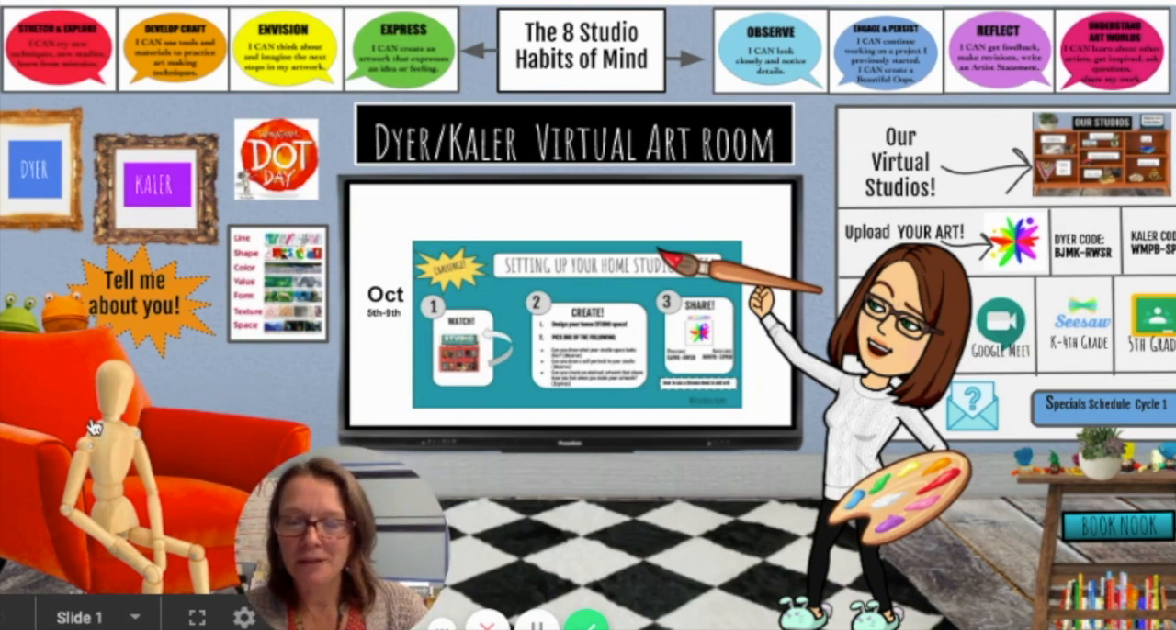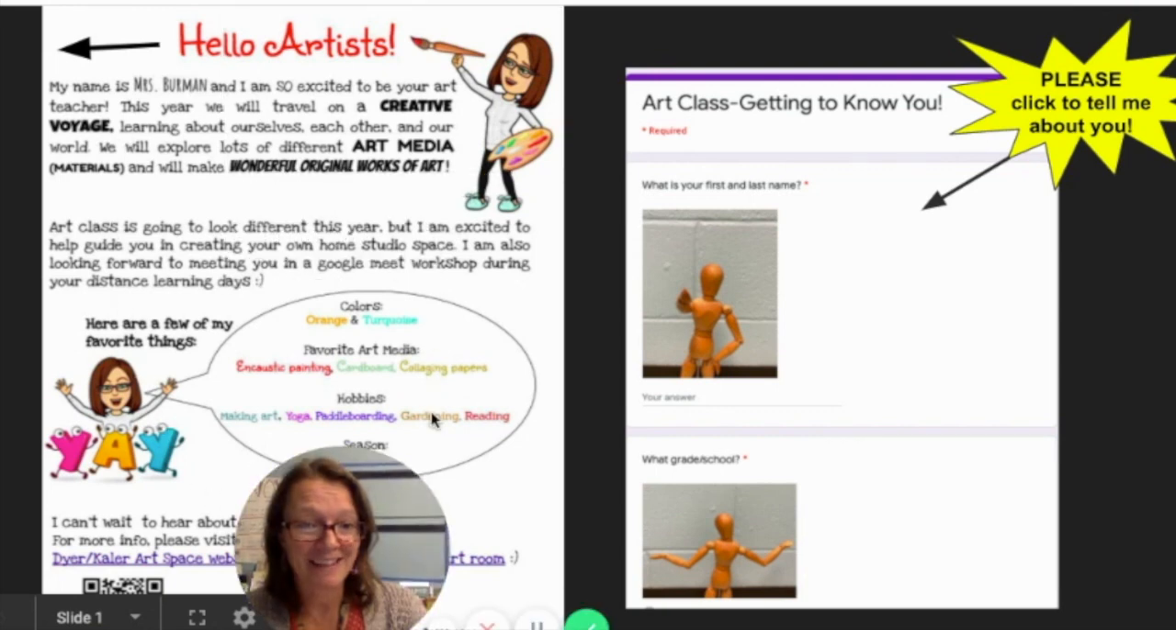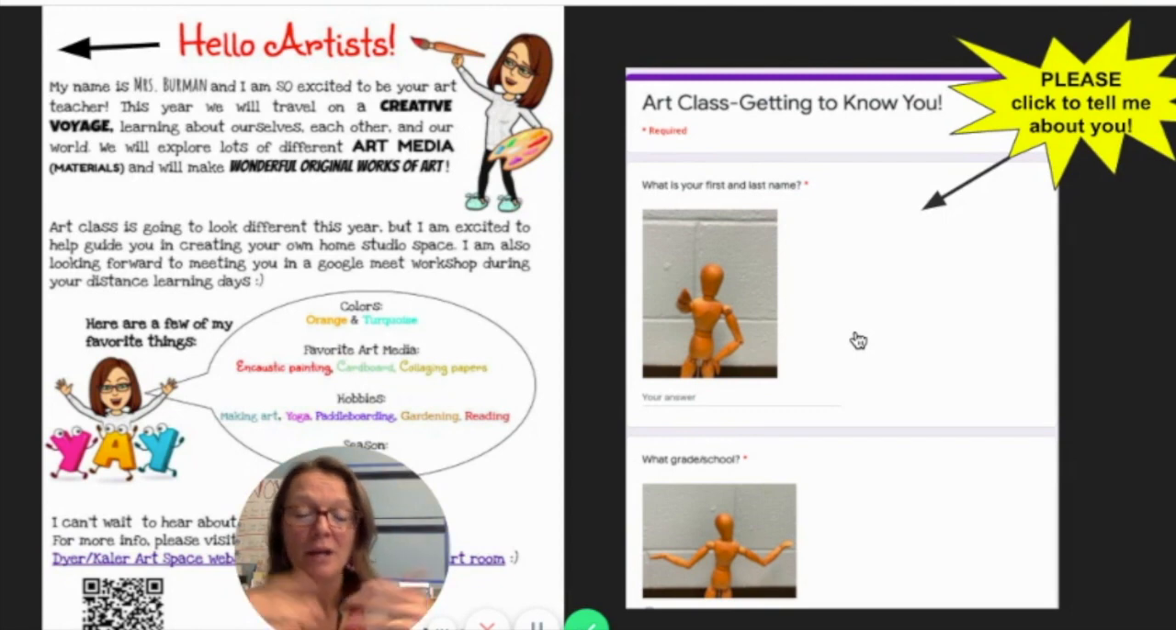Some of these other things take you places, so you could click on Giant Babalu, see where that takes you. You could click on the Elements of Art, see where that takes you. This right here, Tell Me About You. If you have not done this yet, this is some information about me and things I like. And then this is a Google form that you can click anywhere on here, and it will take you to a form for you to fill out to let me know about you and your preferences and things that you like.